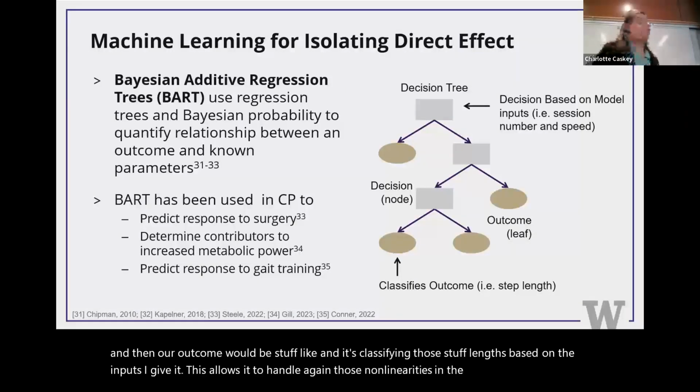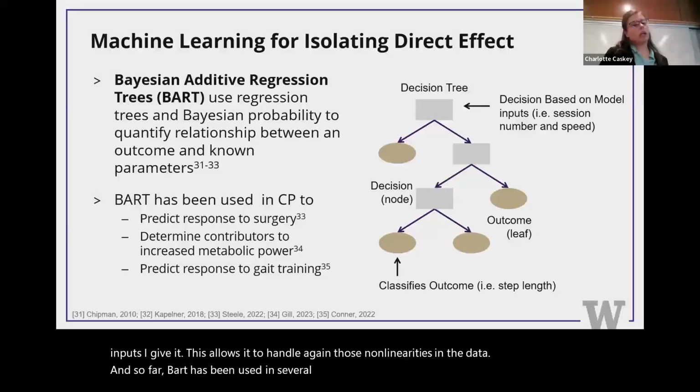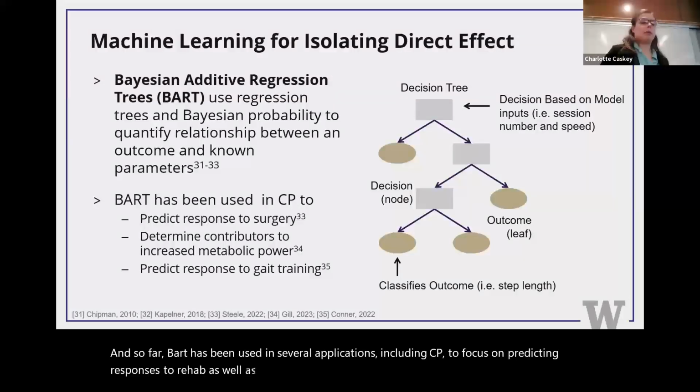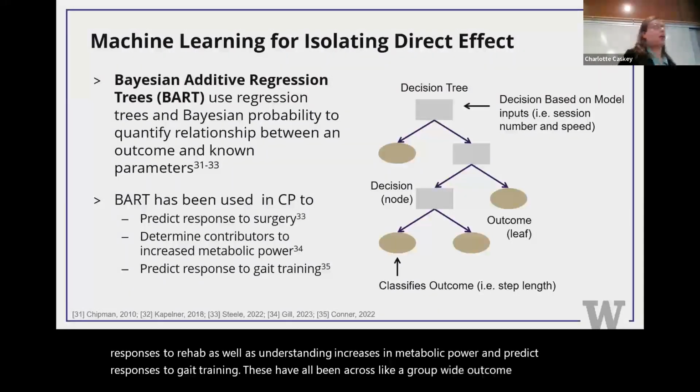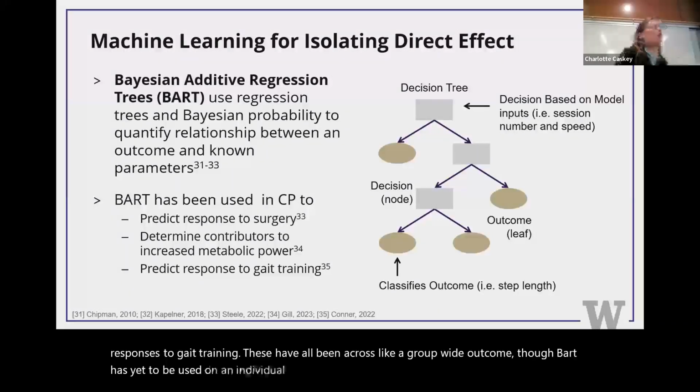So far, BART has been used in several applications, including in CP to focus on predicting responses to rehab, as well as understanding increases in metabolic power and predicting responses to gait training. These have all been across a group-wide outcome though. BART has yet to be used on an individual basis to track progression over time.